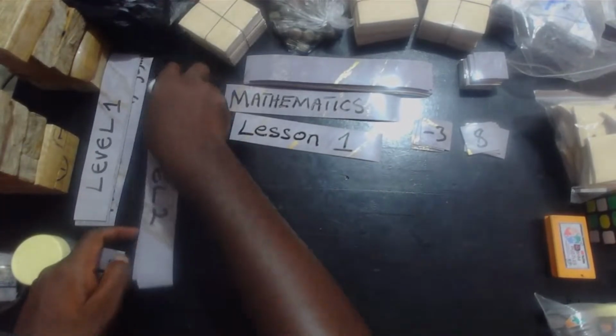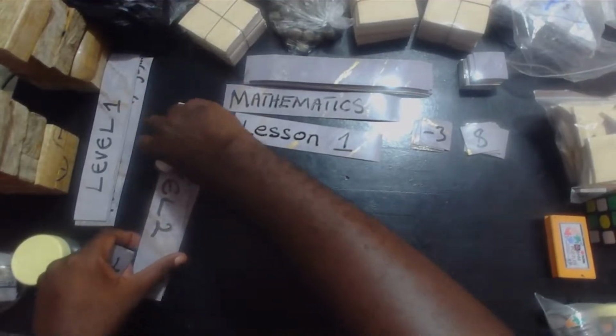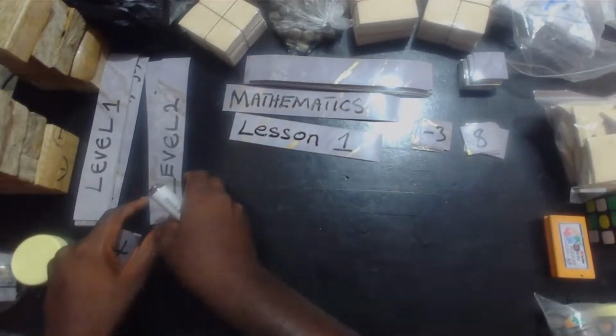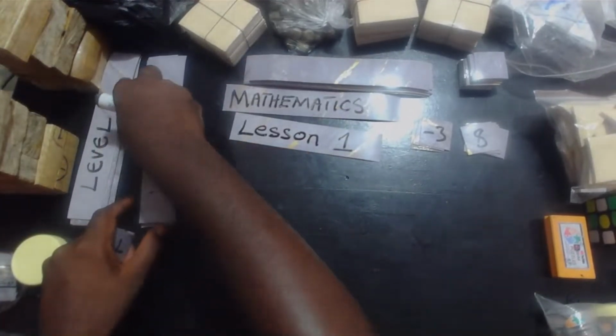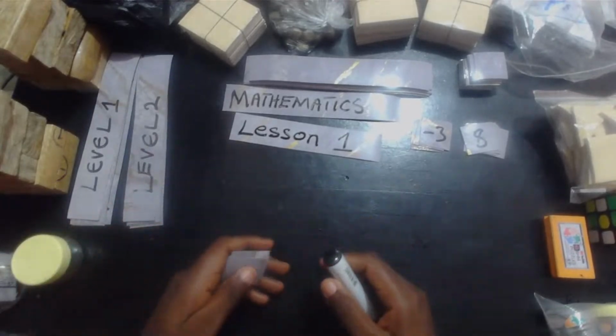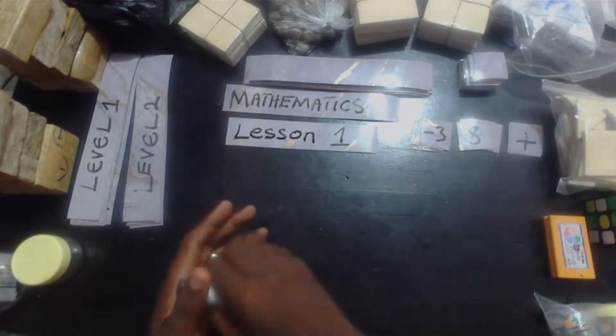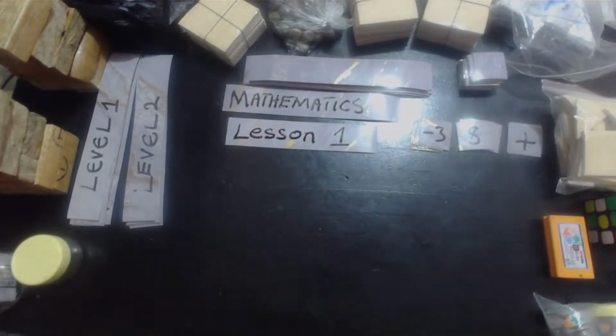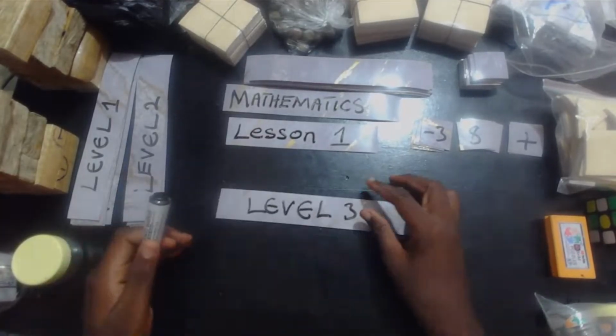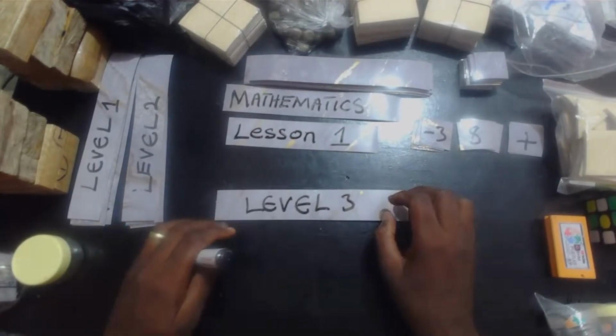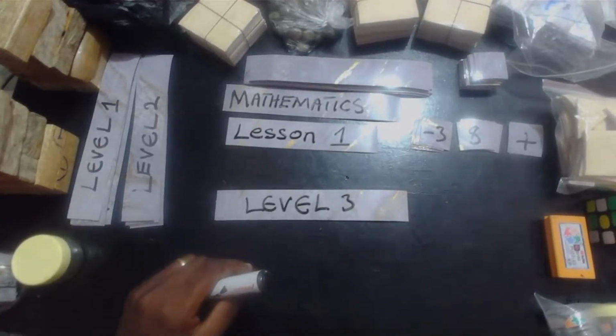Yep, so let's just order this neatly. And then we have this here. Now, still on lesson 1, let's go on to level 3 questioning. So, with level 3 questioning, what do we have here?